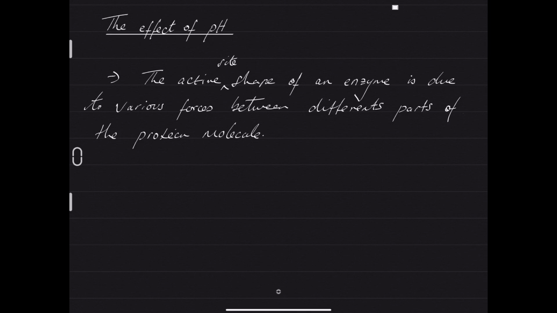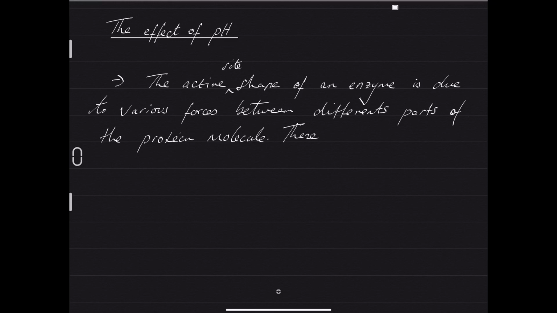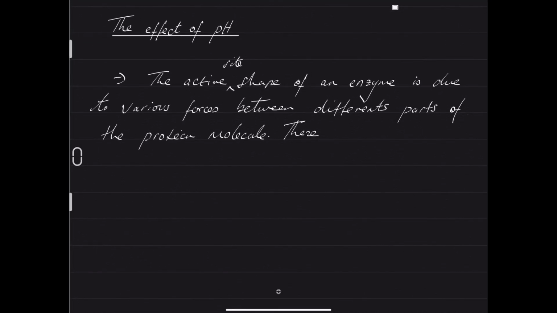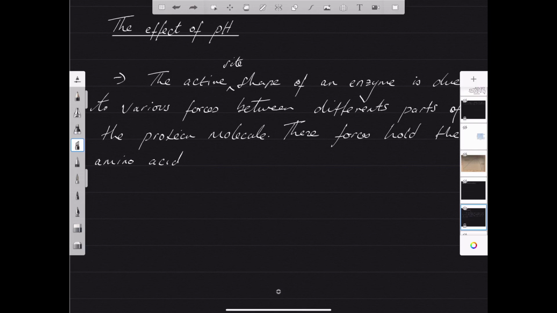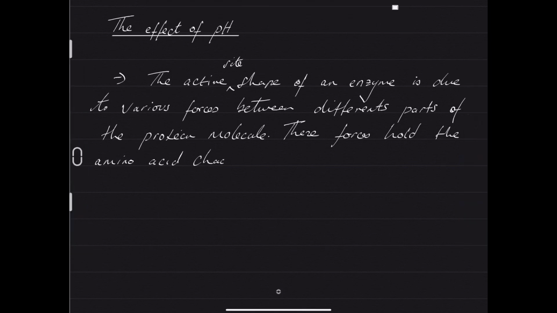So the active site shape of an enzyme is due to the various forces between different parts of the protein molecule. And these forces hold the folded chains in place. So can we just write: these forces hold the amino acid chains in place. Okay.